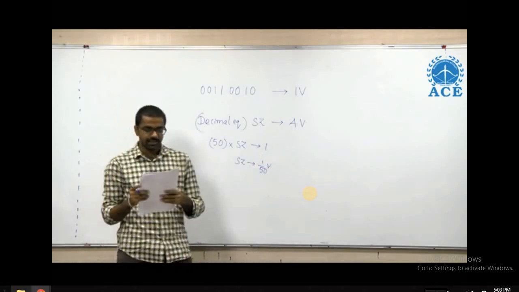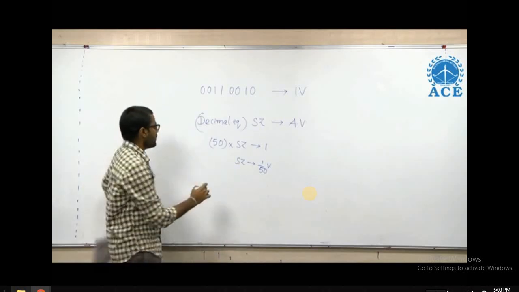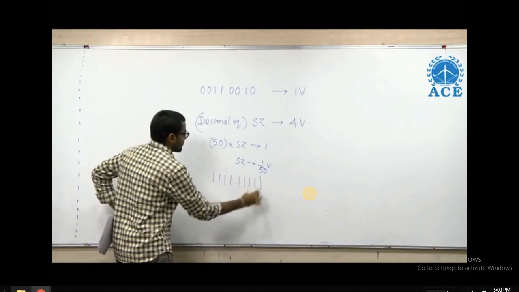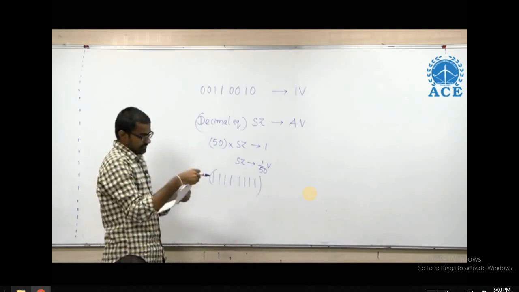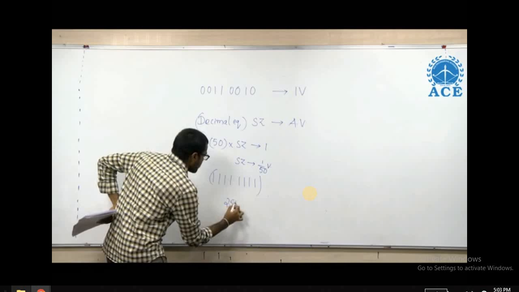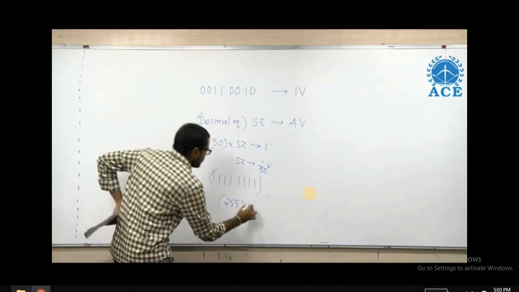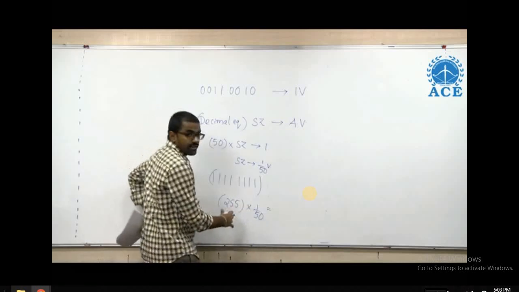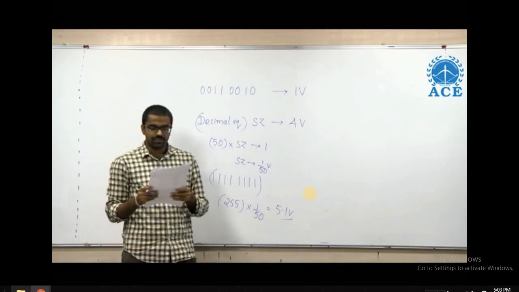Now here he is asking for the largest value of output voltage that we get from the 8-bit DAC. For an 8-bit DAC, the largest output will be obtained for all 1s. So again, applying this formula, the decimal equivalent of this digital input is 255, and from the given data we obtain the step size as 1 by 50. That is our analog voltage. From these calculations we get 5.1 volts. So it's option D.